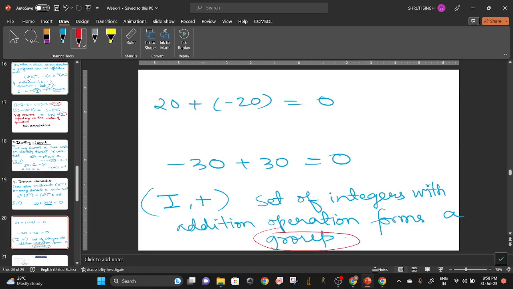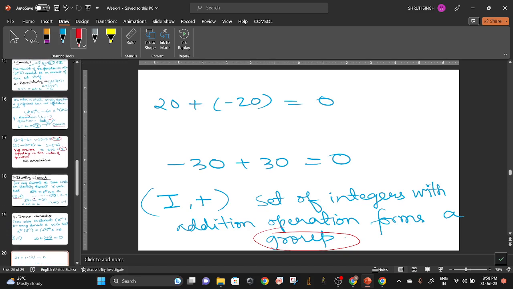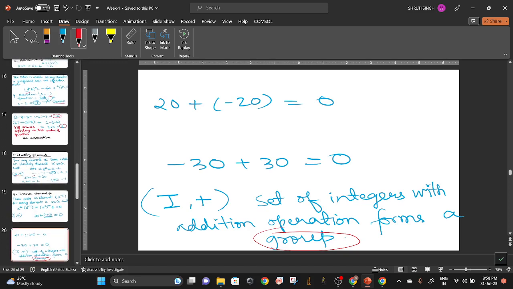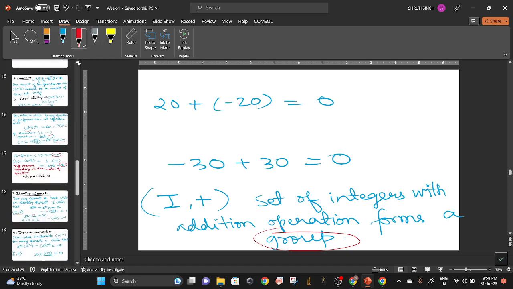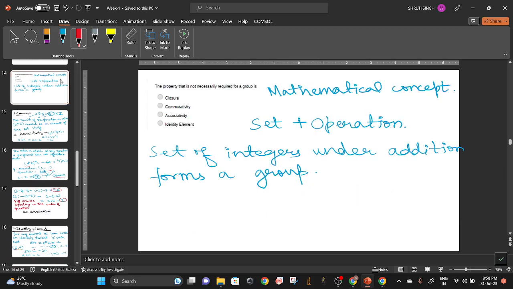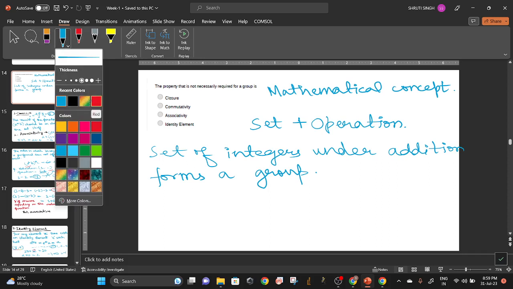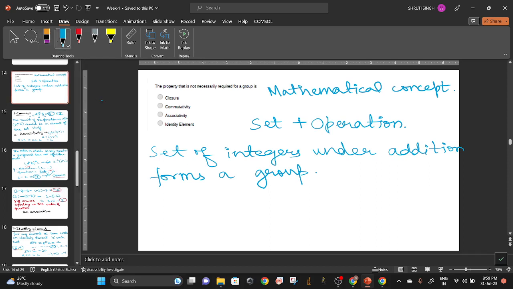Now let's come back to the question. The question is the property that is not necessarily required for a group. The property which is not necessary, it can be present but it is not necessary.